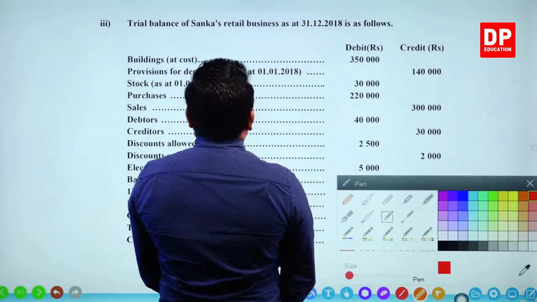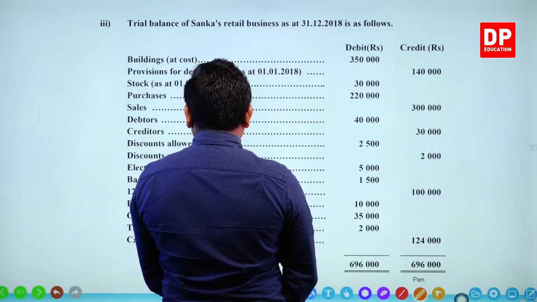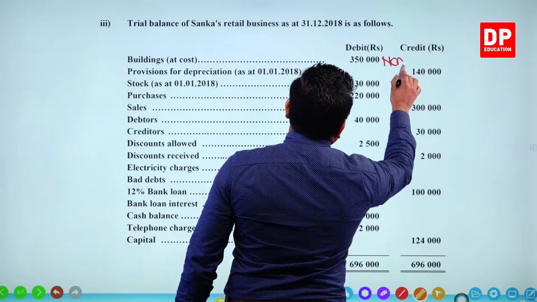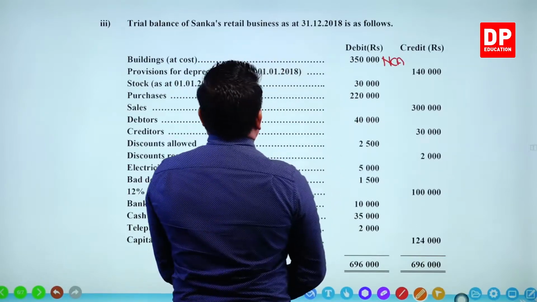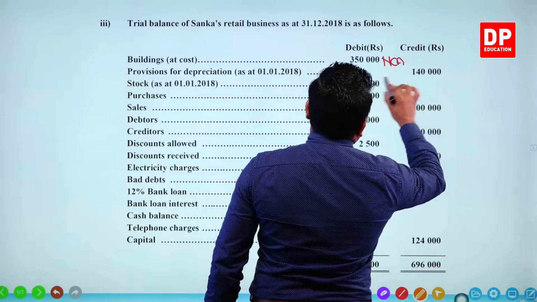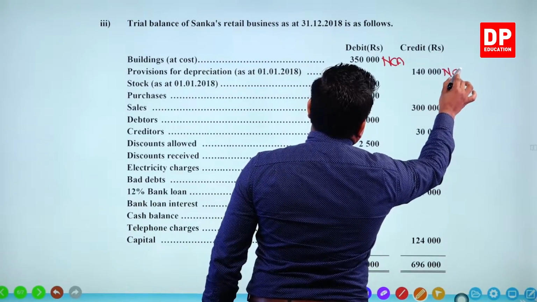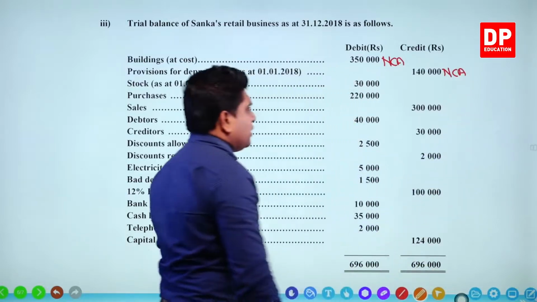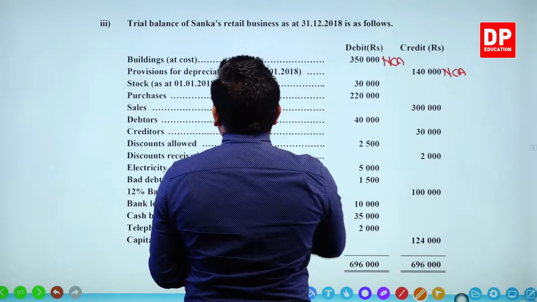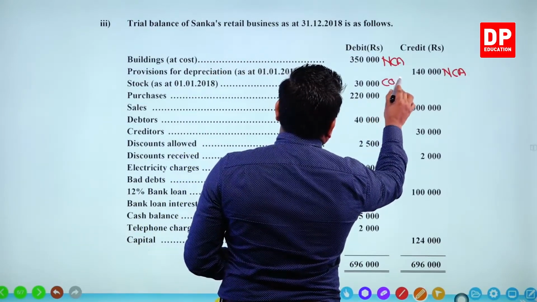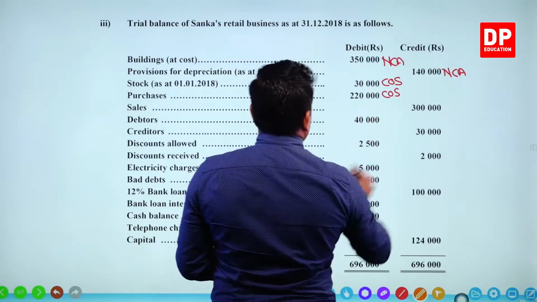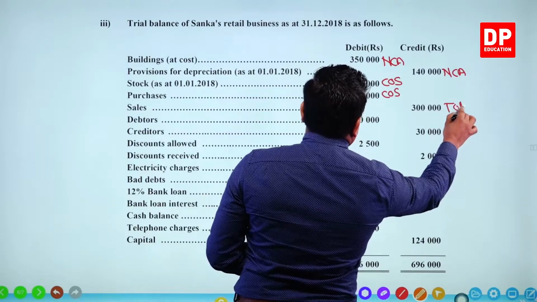See, building we put under the non-current assets. Provision for depreciation asset 1st of January 2018, 140,000. That one also we put under the non-current assets area. I'll teach you how to do this part, right? Then stock, opening stock, cost of sales. Then purchase, cost of sales. Sales on the top of the profit and loss statement.